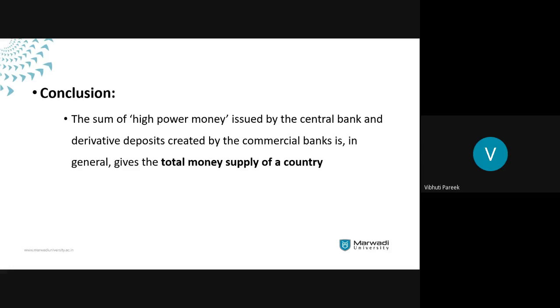Now, the amount of total derivative deposits created by the banks depends on certain points. The first one is the amount of primary deposits that a bank has. The bigger the bank, the more secondary deposit it will have. So, which is the largest bank in India?